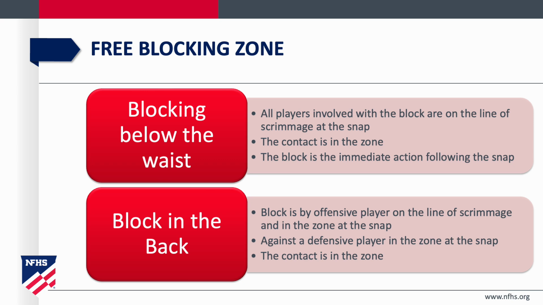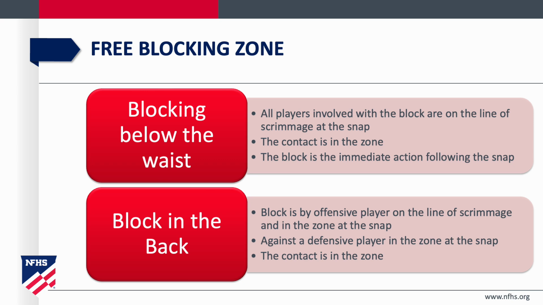The second block that is legal is a block in the back. And just like a block below the waist, there are a few requirements that must be met in order for it to be legal. First, the block is by an offensive player who is on the line of scrimmage at the snap. So an H-back that is in the free blocking zone still can't legally block a player in the back. Second, the defensive player must be in the zone at the snap.